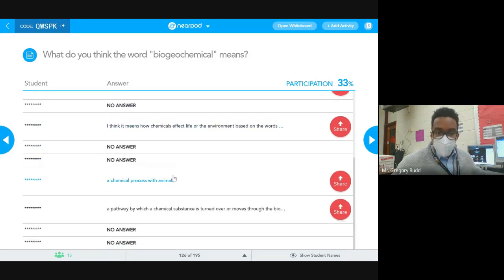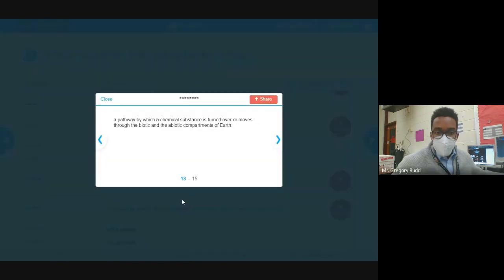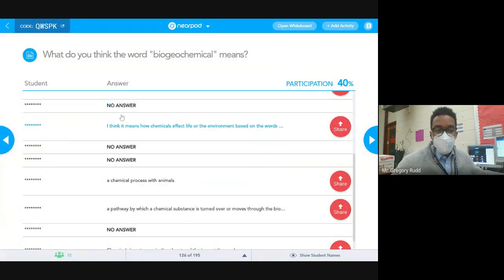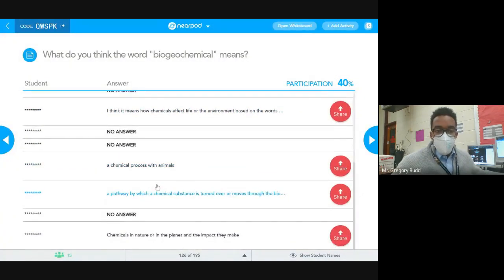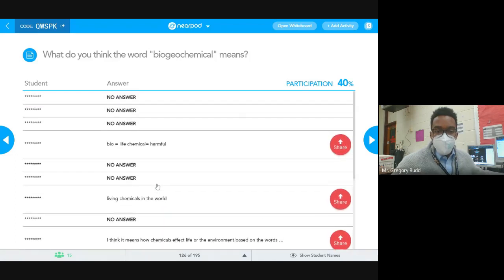A pathway by which a chemical substance is turned over or moves through the biotic and abiotic compartments of Earth. That's good. I want to make sure we understand that though, but that's a good, strong answer. So thank you for whoever submitted that. Chemicals in nature or in the planet and the impact they make.